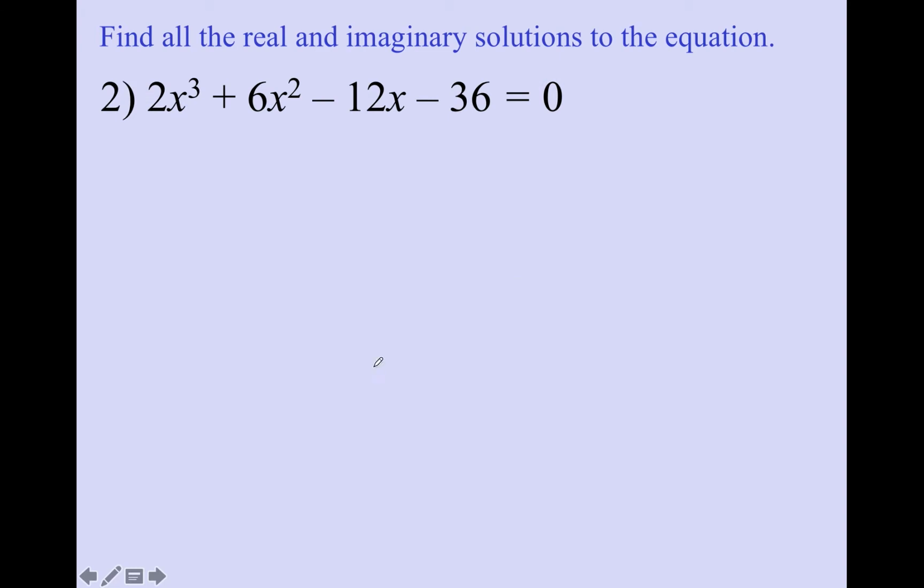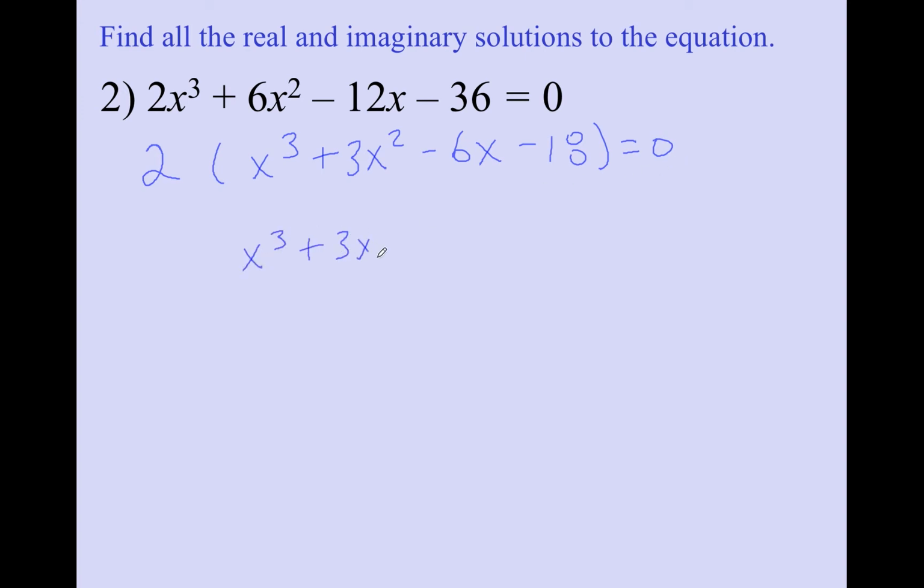All right, scenario number 2. Let's take out, everything here is even. All right, so I can take out a common factor of 2. So this becomes x cubed plus 3x squared minus 6x minus 18 equals 0. Same thing as before, divide both sides by 2, and we get left with just x cubed plus 3x squared minus 6x minus 18. 4-term polynomial, so I'm pretty sure I'm factoring by grouping.